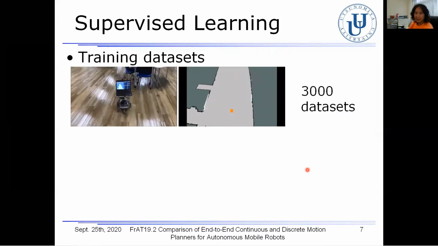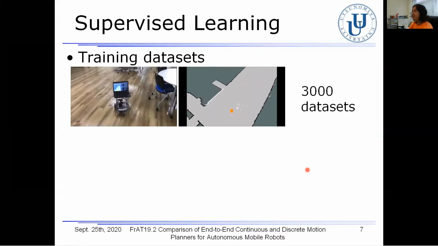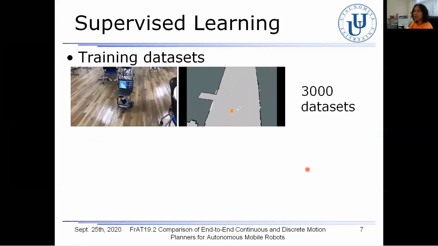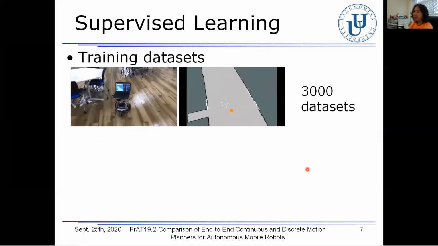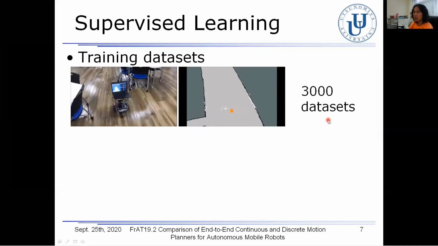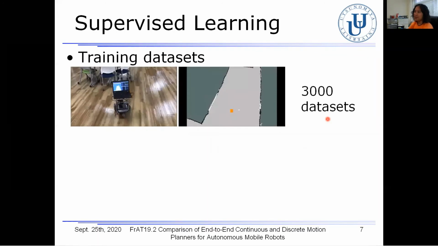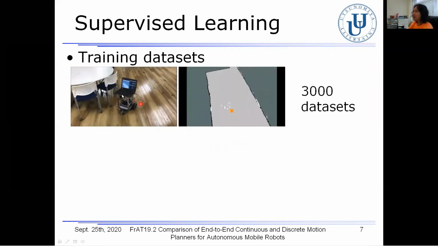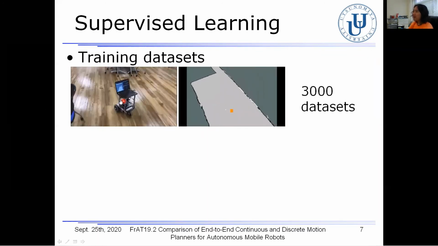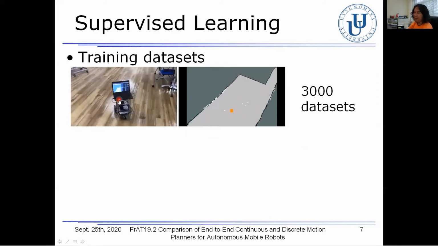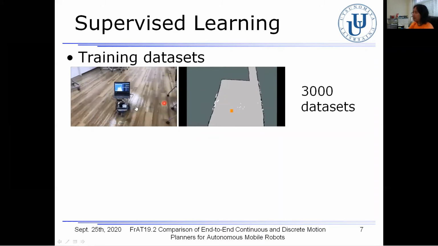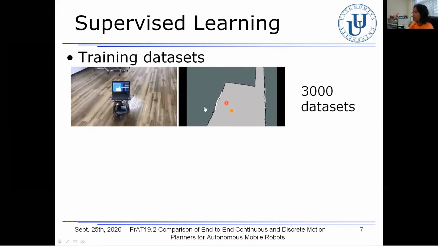The network training is executed through the supervised learning. For this purpose, in total, 3,000 training data sets were acquired from the learning from demonstration approach, as you can see in these movies. So the robot is now moving on the basis of the operation. Okay, the operator is now controlling the robot by watching this monitor.